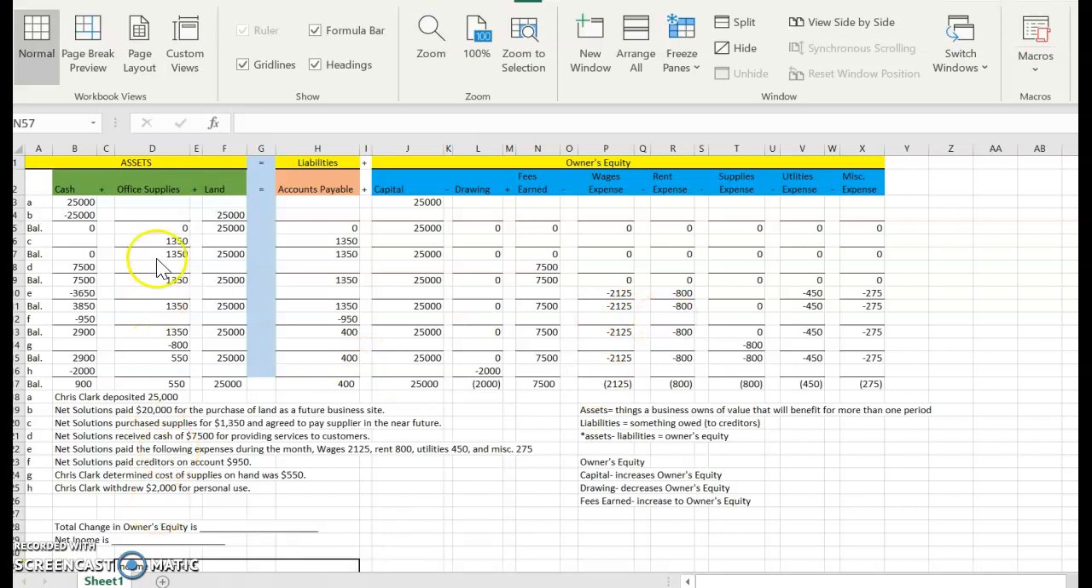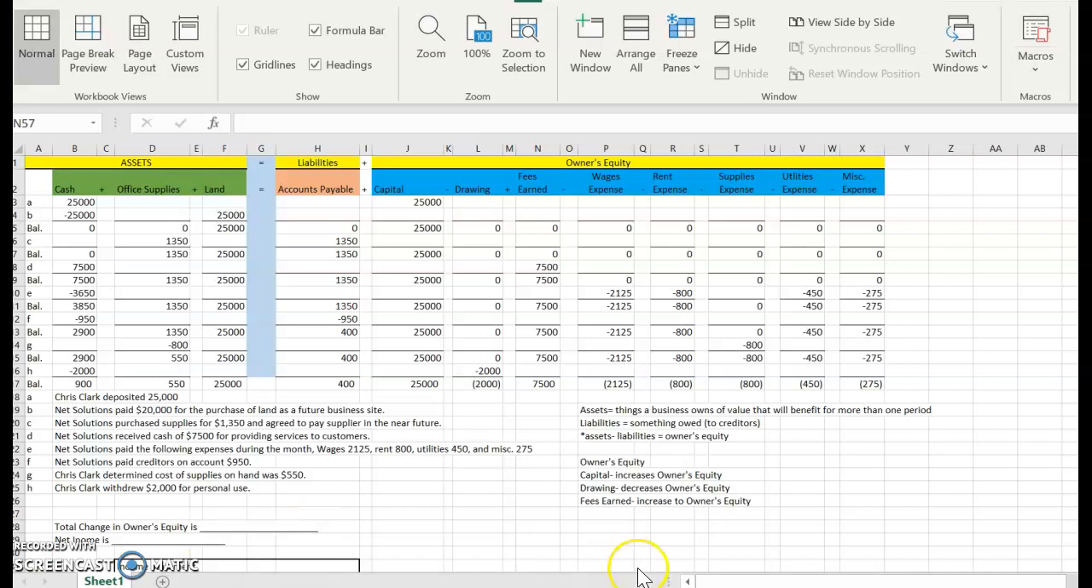Now, an accountant could look at these transactions in this worksheet and understand what is going on with each account, but you have to remember there are other users of financial information besides accountants. So in order to report the transactions to, let's say, creditors or investors, we have to put it in a format that is easy to understand and see the overall picture. So the way we do that is we prepare the financial statements.